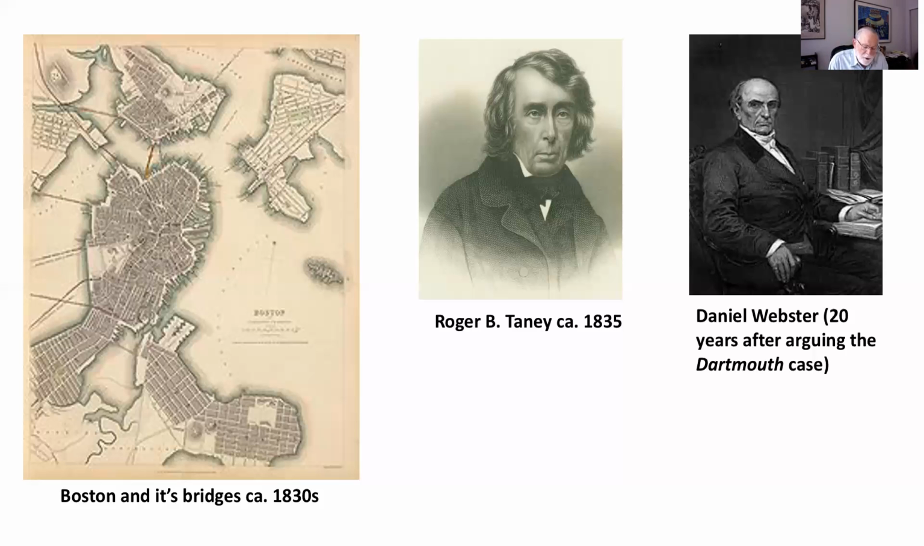So the case comes to the Supreme Court, and Taney frames the constitutional question as whether incorporating a competing bridge constitutes impairment of contract when the charter of the first bridge did not contain an express promise of exclusivity. And Taney and the majority of the court held that it did not. And here's how he reasoned it.